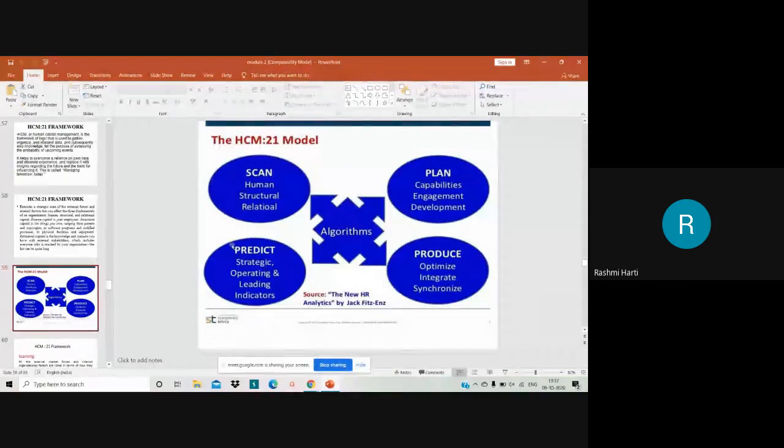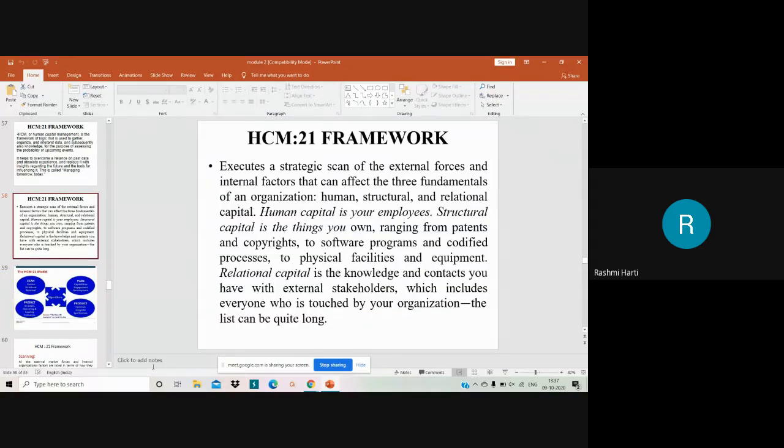Now, if you could see here, the HCM21 model includes scan, plan, produce, and predict. Scan is nothing but what you're going to scan: the human, structural, and relational. As I said here, human is nothing but the employees. You're going to scan your employees. You're going to scan the structural capital. That is nothing but the patents, the copyrights, the software programs, the codified processes, physical facilities and equipment, what you have in your organization, and the relational, that is the external stakeholders.